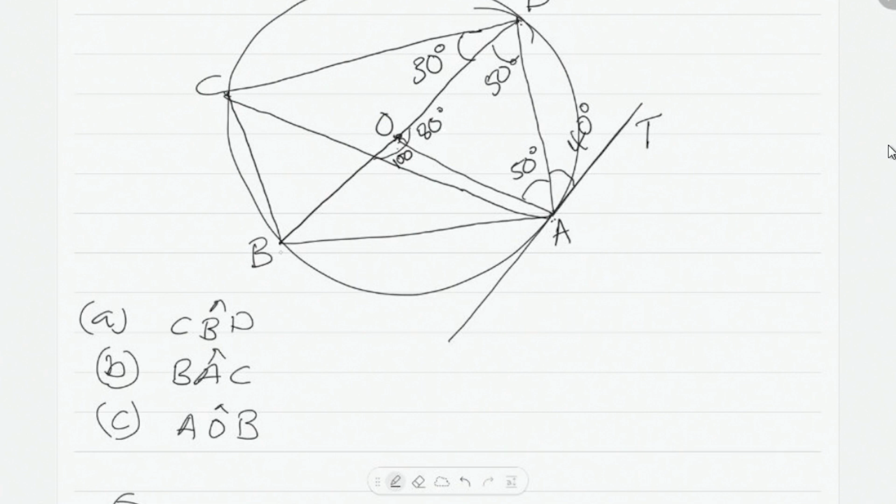I'll also use the property to find the other remaining angle in triangle CBD. We know that the sum of interior angles in a triangle is equal to 180. So I will add 90 plus 30, that gives me 120. And when I subtract 120 from 180, I'll remain with 60. So angle CBD is equal to 60 degrees.